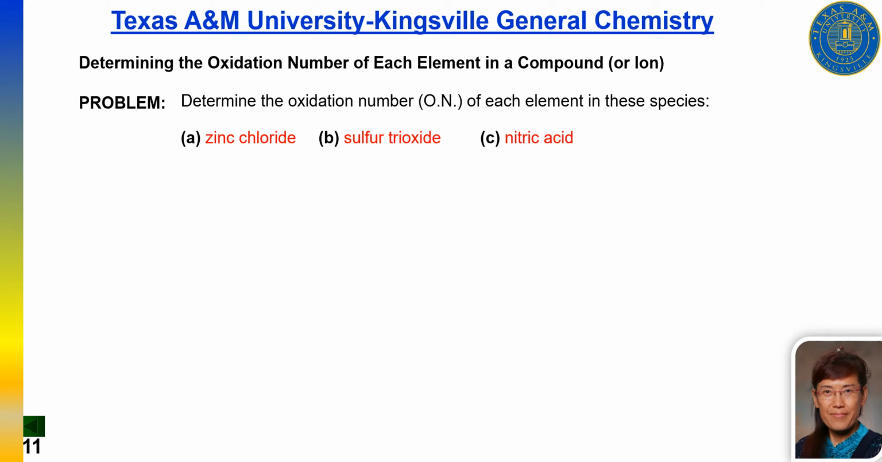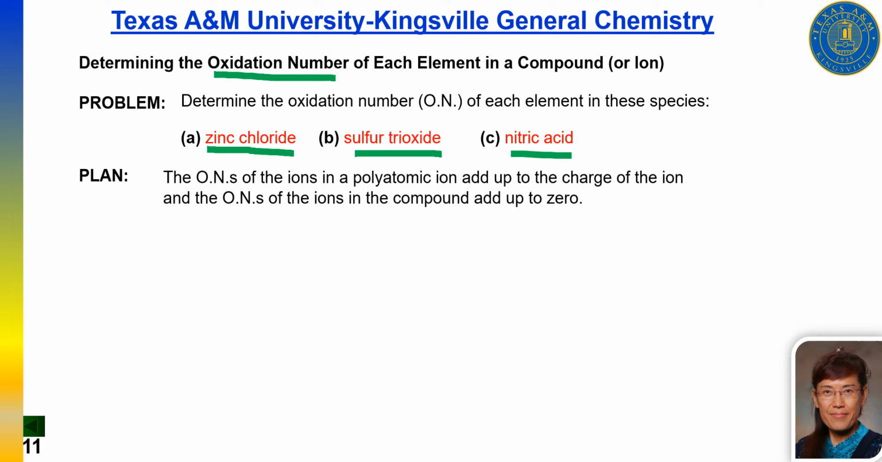Next, let's practice oxidation number determination, either in compounds, oxides, or some other acids. For example, I have three examples: zinc chloride, sulfur trioxide, nitric acid. What's your plan in order to determine the oxidation number for each element in the compounds or in the acid? How do you determine it? What's the plan?